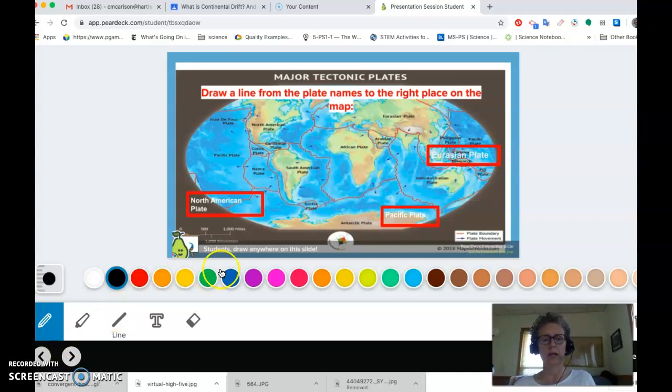So this is a slide where it says you're supposed to draw anywhere on this slide. And so this is what you're supposed to do. You're supposed to draw a line from the plate names to the right place on the map. So an example would be, here's the North American plate, and you simply draw a line over there to the North American plate. Most of the slides where it has you do something today, it's going to have you do some drawing. So just pay attention to that, and I look forward to seeing the work that you do.